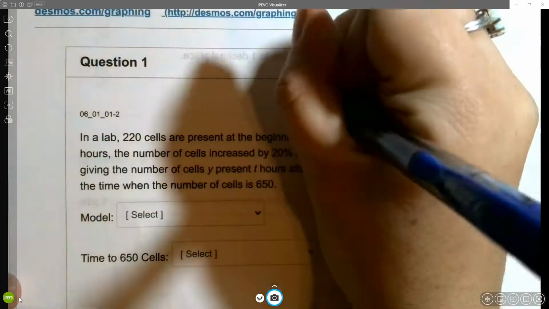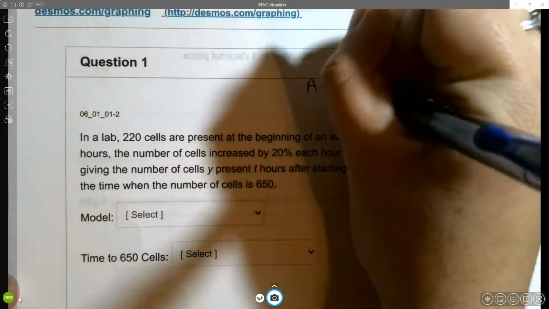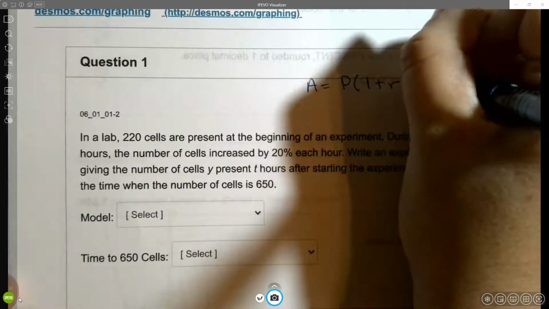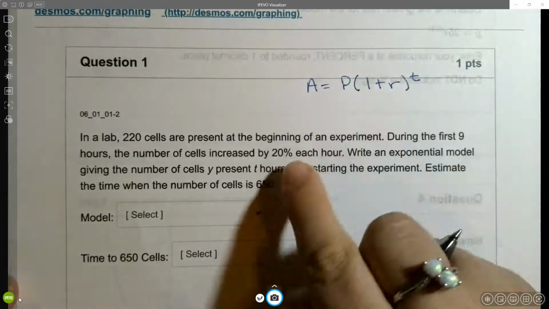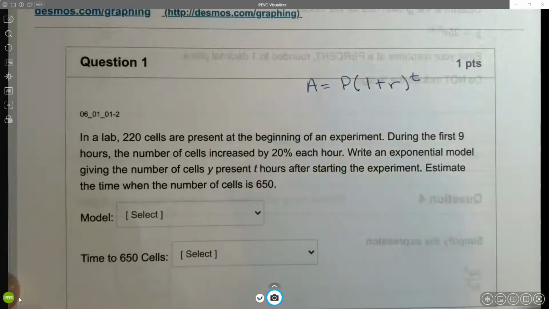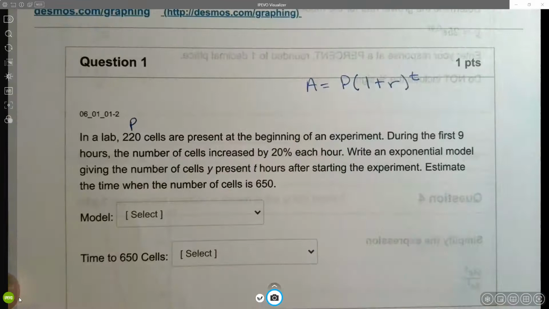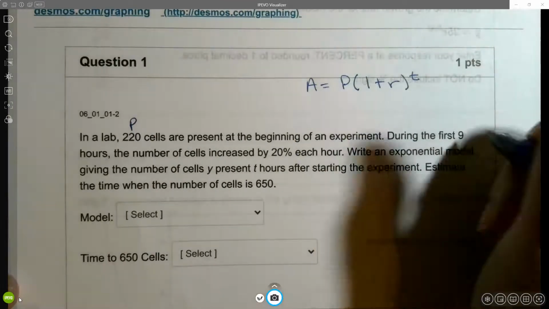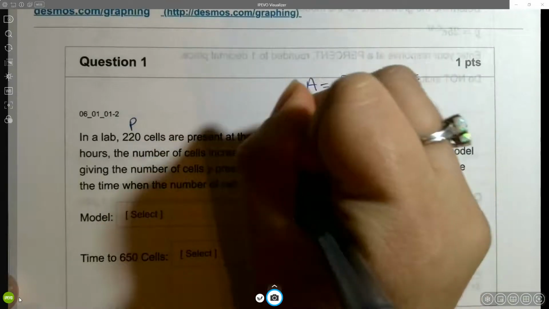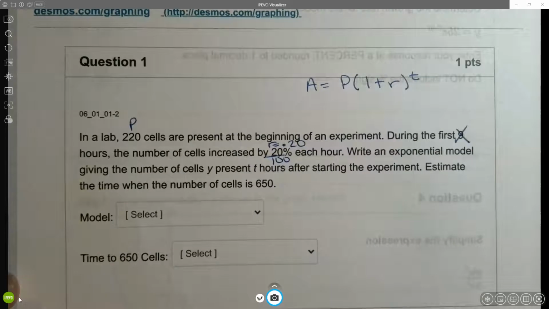So for this one, I want to use the formula A equals P, parentheses 1 plus R to the T. And the reason I'm using plus is because it's increasing. So that's a keyword for going up. 220 is the amount I start off with. This part is not important. It tells me it's going up 20%, so my R is 0.20. Remember, I can take my percent and divide by 100 to turn it into a decimal.